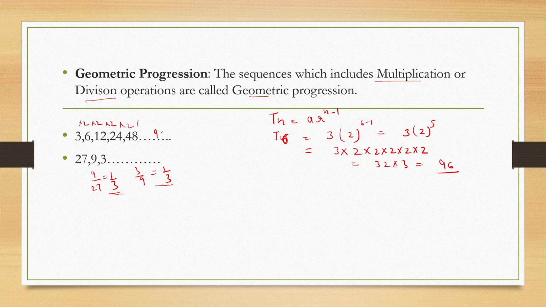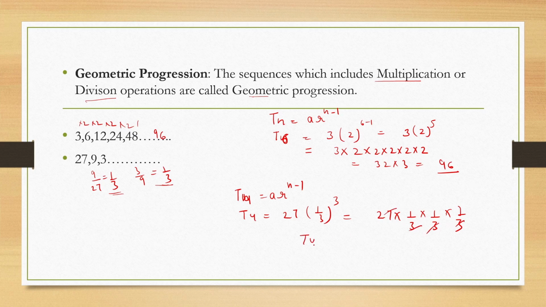For this one, I want to find the fourth term. Tn equal to a r to the power n minus 1. T4 equal to 27, the ratio is 1 upon 3, and n minus 1 is 4 minus 1, which is 3. So 27 times 1 upon 3 cubed. The 27 and 3 cubed will cut, and T4 will be 1. So I hope it clears to you.